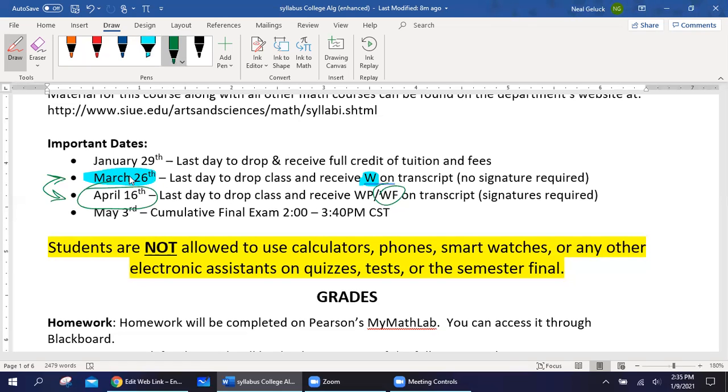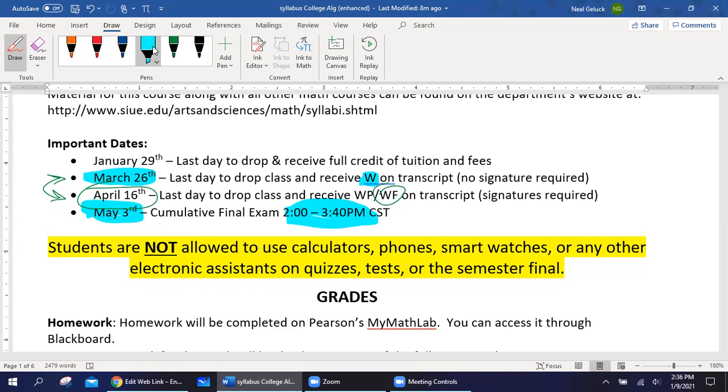Some people drop. Mark your calendar for May 3rd from 2 to 3:40 Central Standard Time. That's when the cumulative final exam will be. No ifs, ands, or buts. That's when it is. You need to make sure you are available at that time.